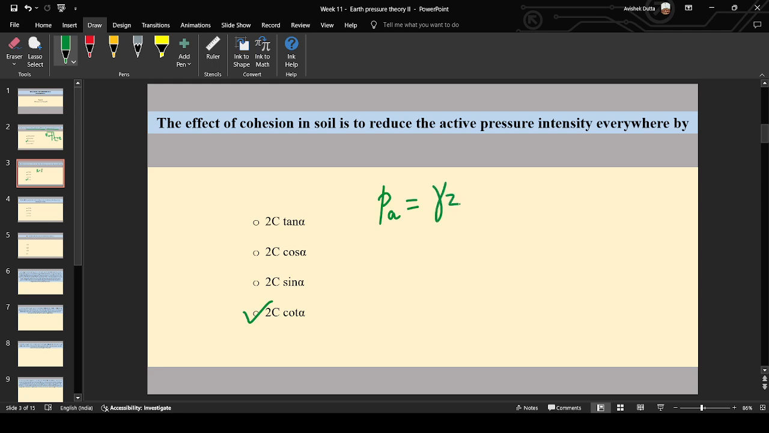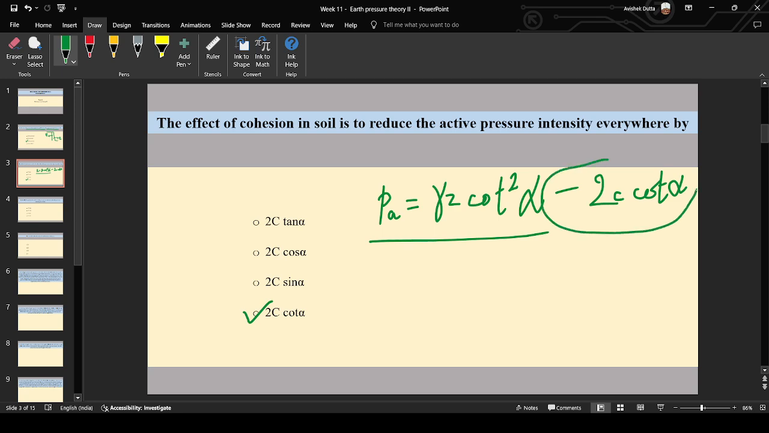gamma Z cot square alpha minus 2C cot alpha. Okay. So this is the pressure, and this pressure gets reduced by an amount of 2C cot alpha because of the cohesion. So cohesion, it reduces the active pressure intensity everywhere by an amount of 2C cot alpha.